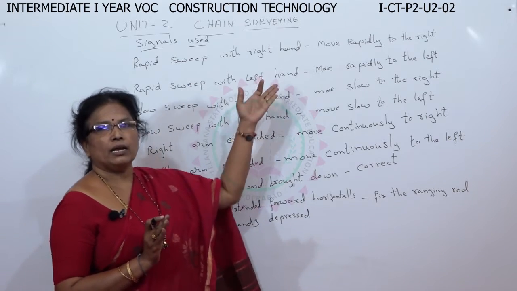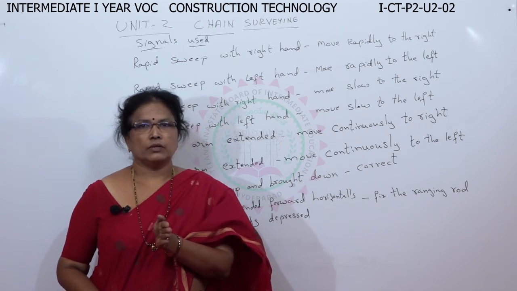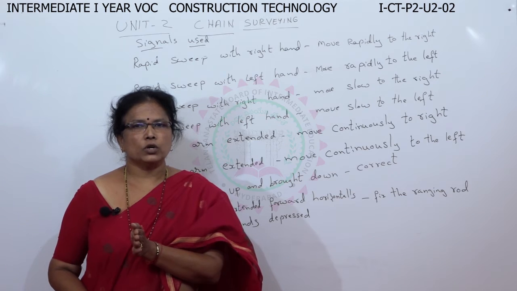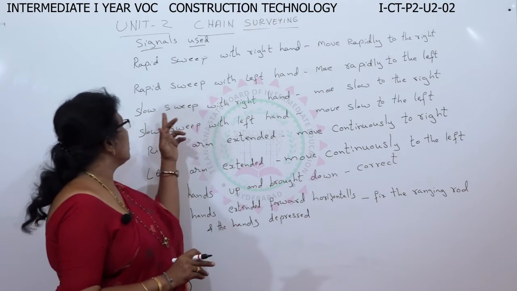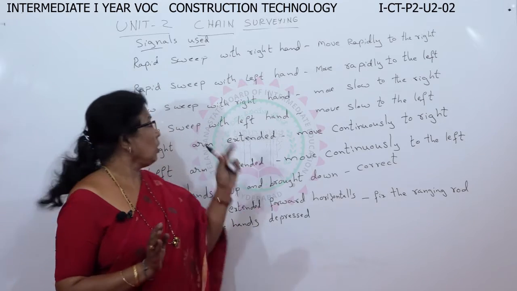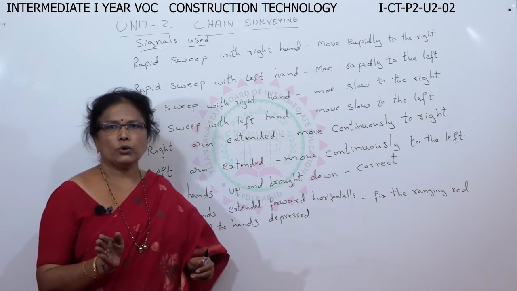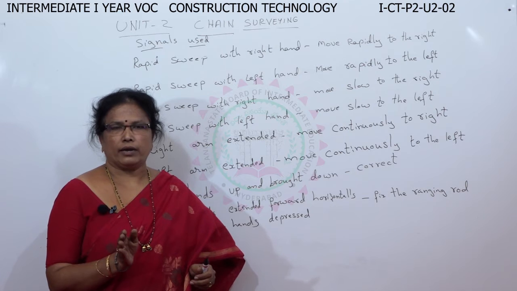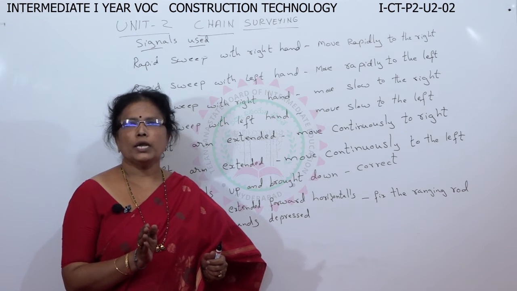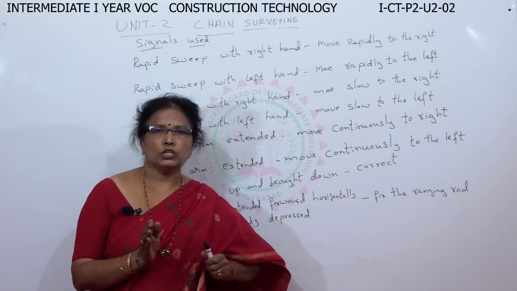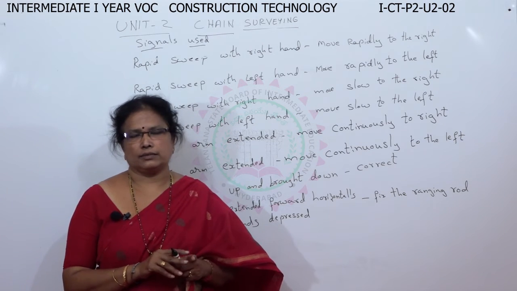Rapid sweep to the left hand. That means you have to move the ranging rod to the left. Next is slow sweep. Slowly you are going to sweep your right hand to the right. Then you have to move the right hand slowly. You have to move the ranging rod slowly to the right side.